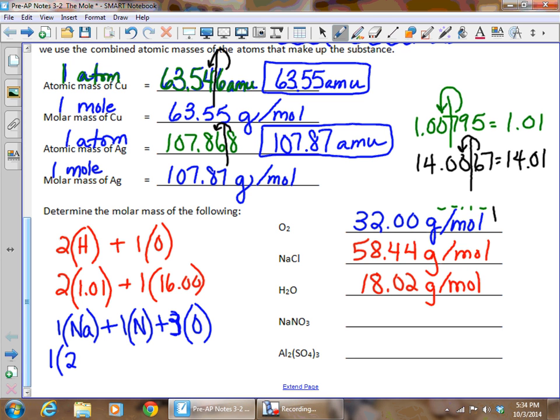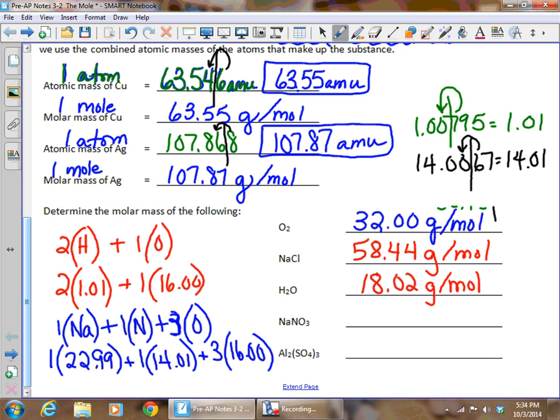So be sure that you're putting pluses in between those values. So sodium we've done, 22.99. We just did nitrogen at 14.01, and we've already found oxygen at 16.00. So those are the values that we should plug into our calculator in that order.